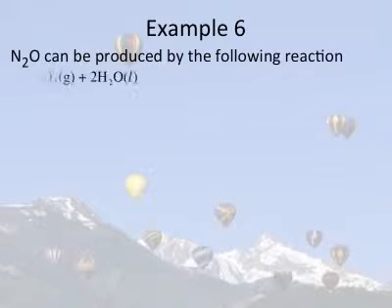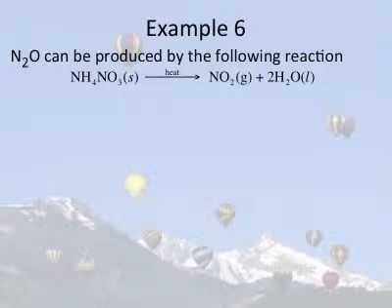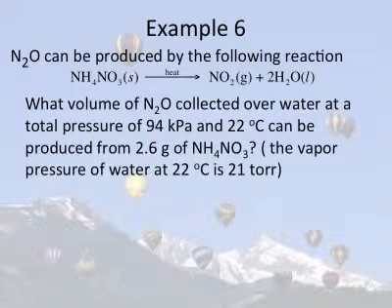N2O can be produced by the following reaction. So if we take ammonium nitrate, some little test on if you guys remember your polyatomic ions, right? We take ammonium nitrate, we add a little bit of heat as a catalyst, we are going to get nitrogen dioxide as a gas, and we're going to get a little bit of water as a liquid. So the question says, what volume of N2O collected over water at a partial pressure of 94 kPa at 22 degrees Celsius can be produced from 2.6 grams of ammonium nitrate? These word problems get a little crazy, right?